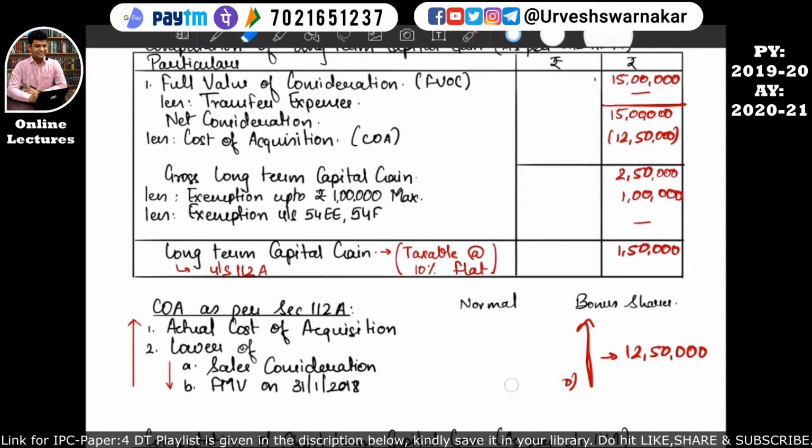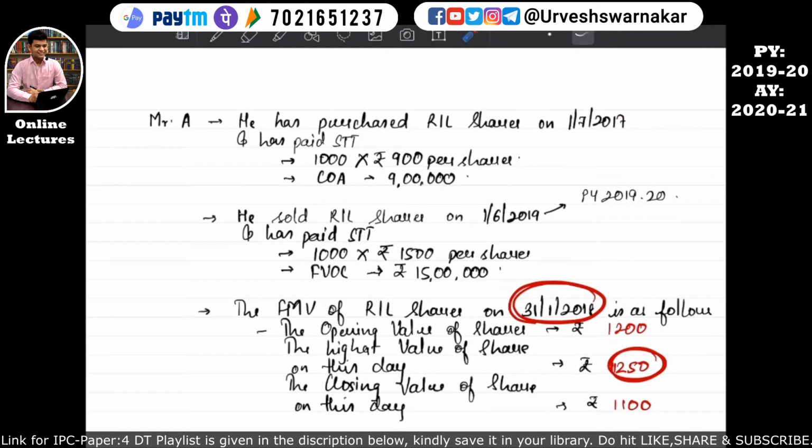One more example we will solve, with the bonus shares part also, because many times students make a mistake over here, so I'll explain the bonus share part also. So don't worry. For the time being we will keep this example and we will modify it.